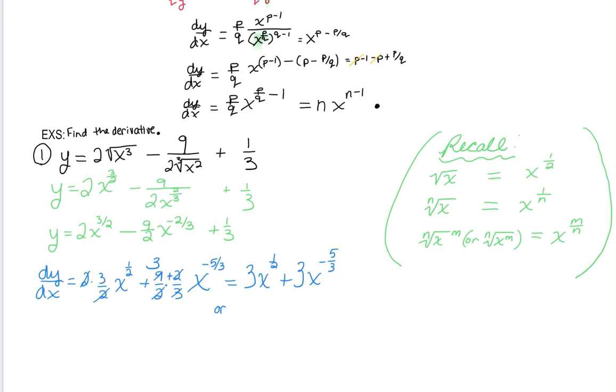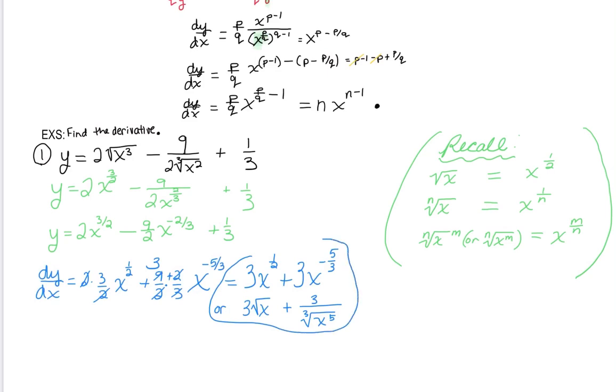If you really wanted to rewrite it with a radical, let's do that just for practice. That's 3 square root of x. And in the second term, I could move that into the denominator where it's x to the positive 5/3. And then x to the positive 5/3 would be like the cube root of x to the 5th, where that 5 could either be inside or outside of the radical.